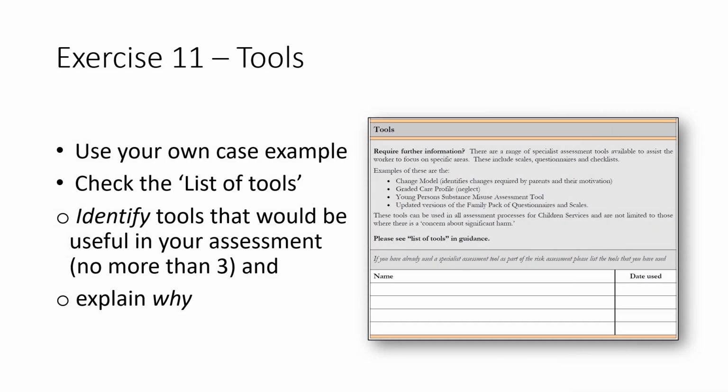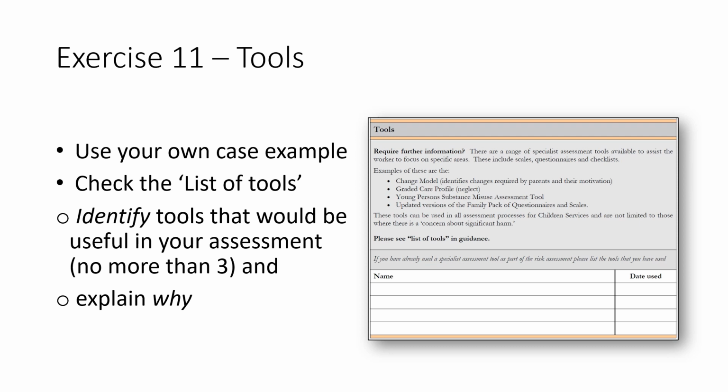Please consider the case example from your own practice. In your workbook, please look at the handout which provides a small sample from the list of available tools from the risk model. In the workbook, please identify and record any tools that may assist you in your risk assessment. Do not identify more than 3 tools in this exercise. Please explain why these tools may be useful to you and how they would assist your overall analysis.